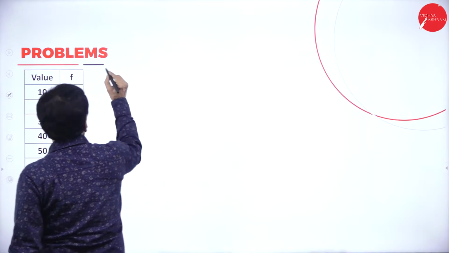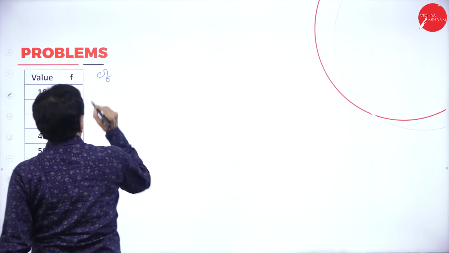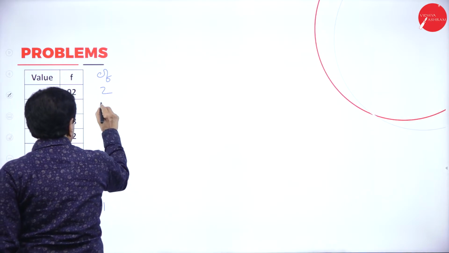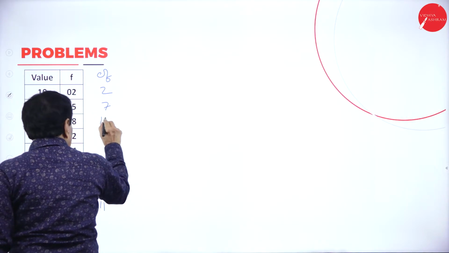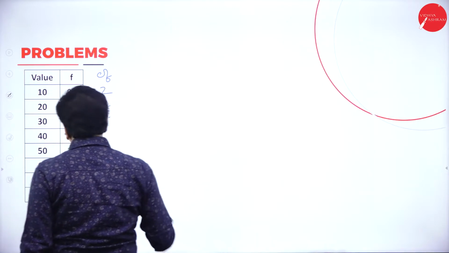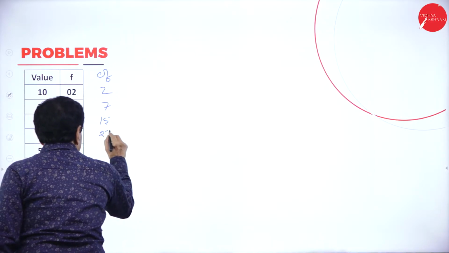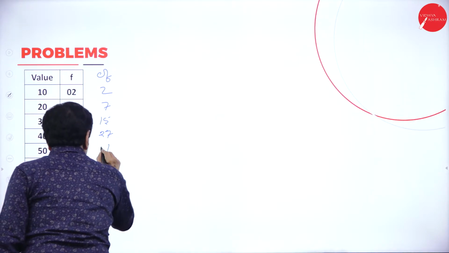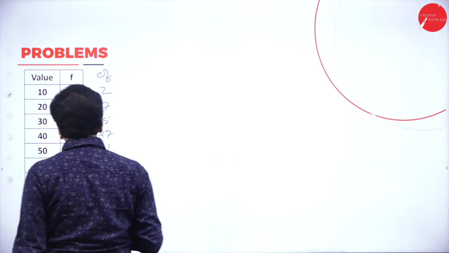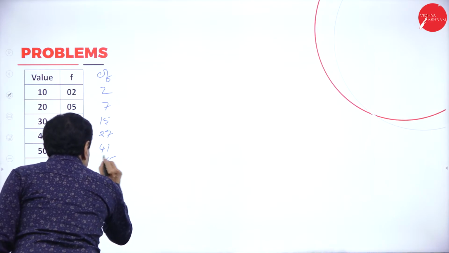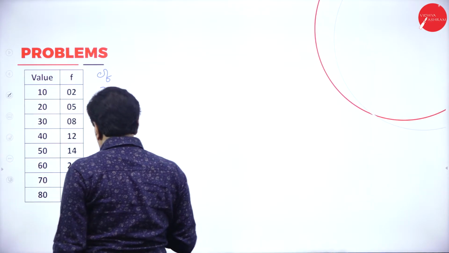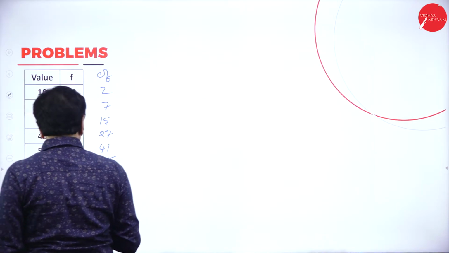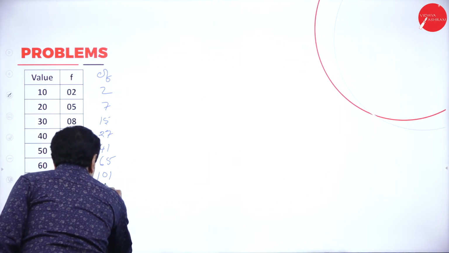You make the CF, cumulative frequency. First is the 2. 2 plus 5 is 7. 7 plus 8 is 15. 15 plus 12 is 27. 27 plus 14 is 41, 41 plus 24 is 65, 65 plus 36 is 101, plus 10 is 111.